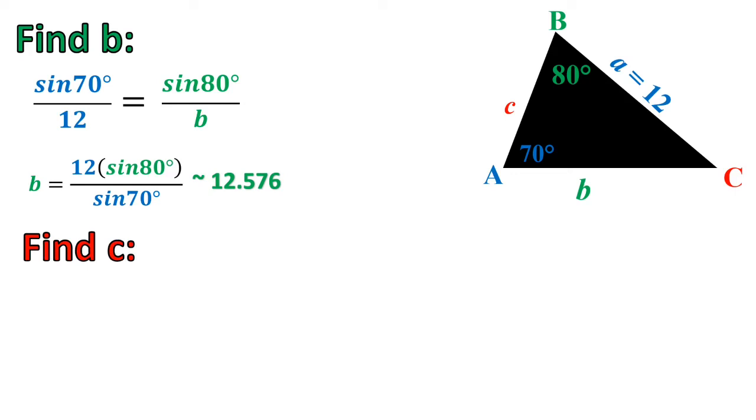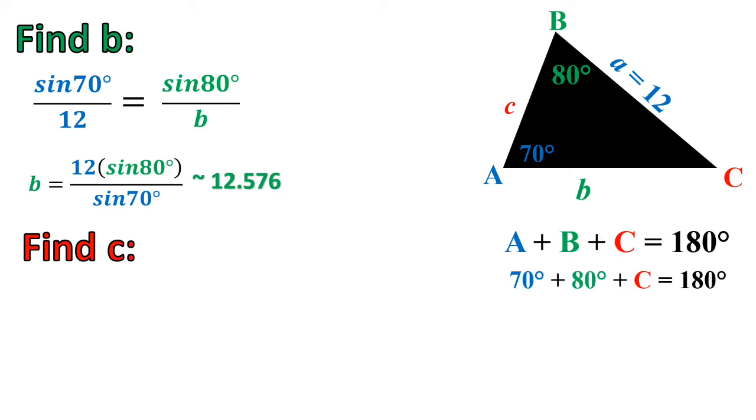To find side c, we are going to need its corresponding angle, C. All triangles add up to 180 degrees. We know angles A and B. Subtracting 70 and 80 from 180 degrees, we find that angle C is 30 degrees. Now that we know the corresponding angle to side c, we're ready to use the law of sines.